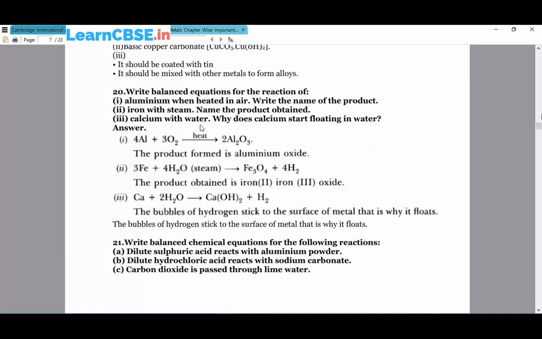Calcium with water. Why does the calcium start floating in the water? So the calcium reacts with the 2H2O water, gives the Ca(OH)2 plus H2. So the bubbles of the hydrogen stick to the surface of the metal. That is why it floats.